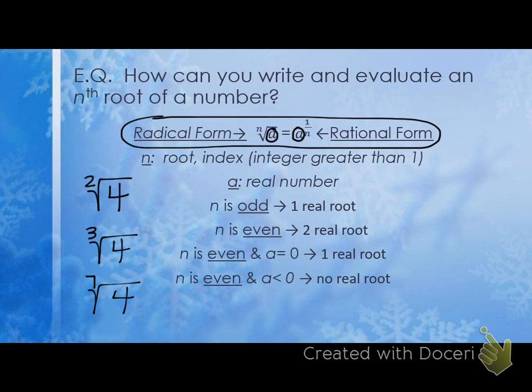Now, if we're going to do that, let's look at this a little bit closer. In radical form, we've got our radical. You've got your root sitting right out here on the outside, and you've got your real number underneath the radical. But look what happens when we change it into rational form. Look at a underneath the radical for just a minute. What power is that a raised to?